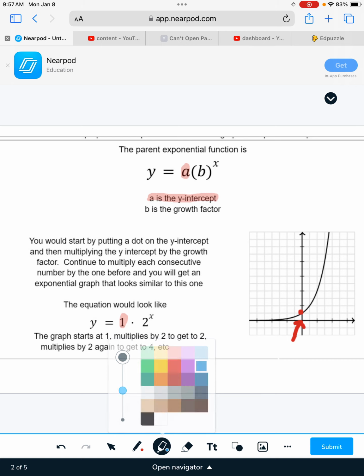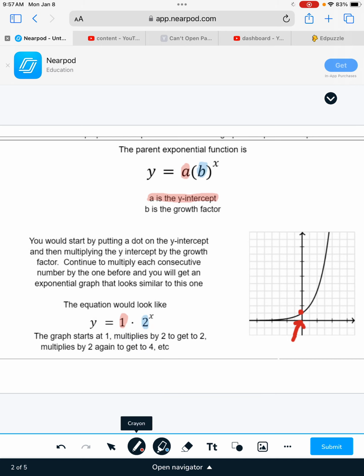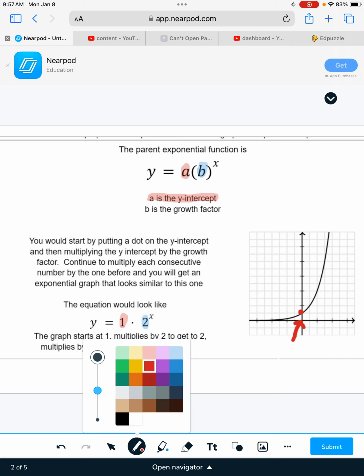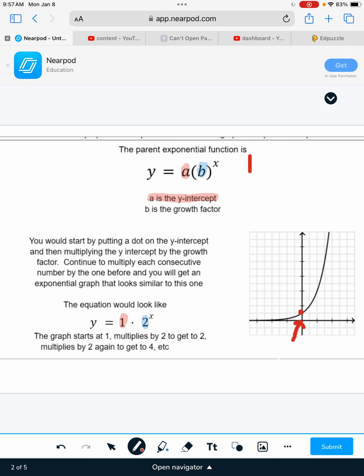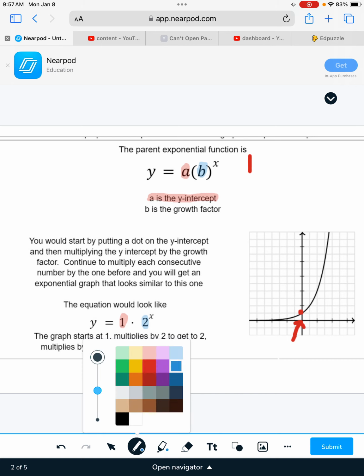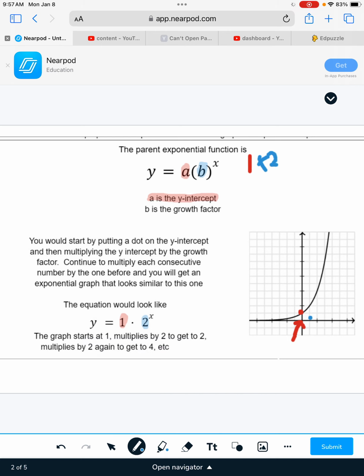The b is the growth factor. That's what you are multiplying each step by as you're going from one number to the next, to the next, to the next. Notice we started with the number 1. We multiply it by 2 and get the number 2. So the first time we multiply it, we get the number 2. Then when I times 2 again, I get the number 4. When I times 2 again, I get the number 8. When I times 2 again, I get the number 16, and that would be up here somewhere.